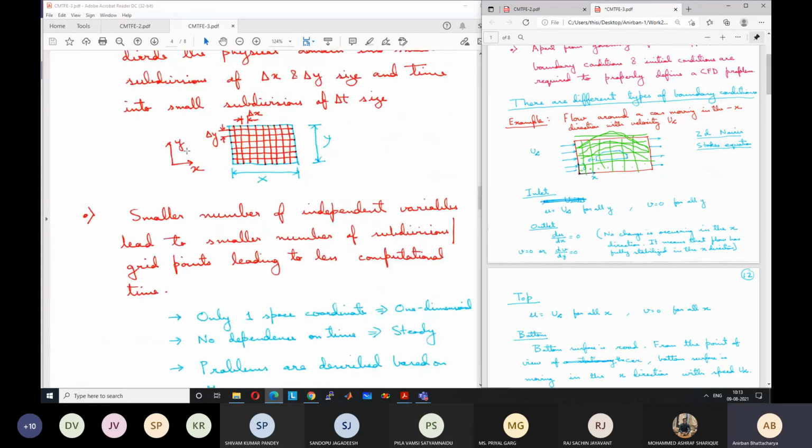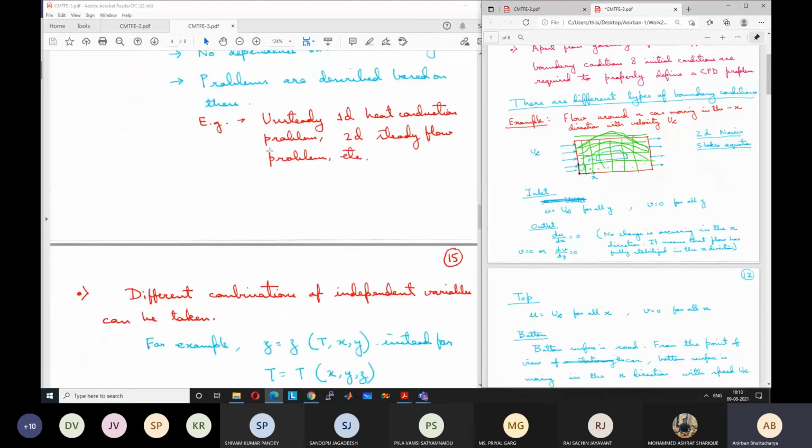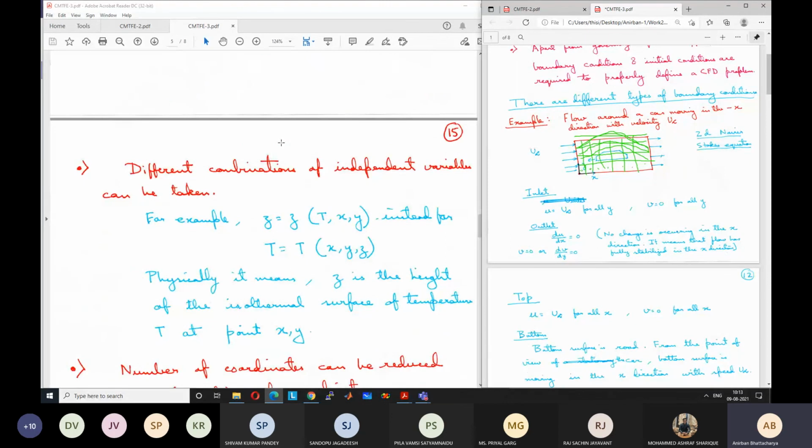Now we can take other combinations of independent variables also. Instead of just taking x, y, z, and t, there can be other ways of solving the equation. Although in general we just take x, y, z, and t, and the commercial softwares also are built like that, if we are writing our own code, we can reformulate. In many cases, it may be useful also.